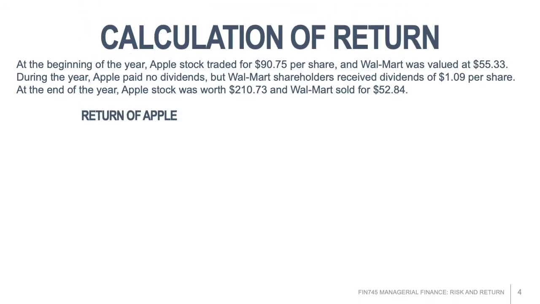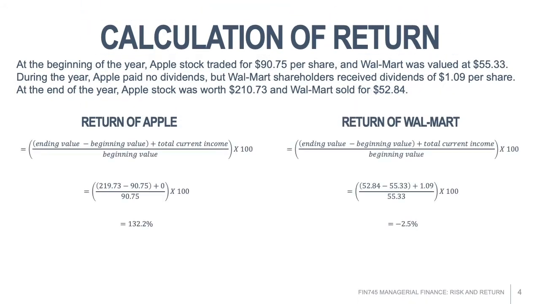So for calculation of return, this is an example. At the beginning of the year, Apple stock traded for $90.75 per share, and Walmart was valued at $55.33. During the year, Apple paid no dividends, but Walmart shareholders received a dividend of $1.09 per share. At the end of the year, Apple stock was worth $210.73 and Walmart sold for $52.84.